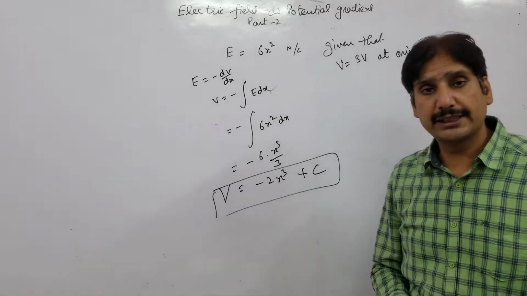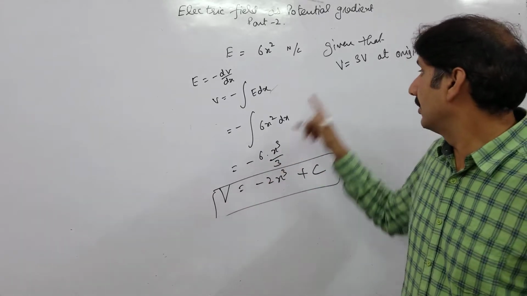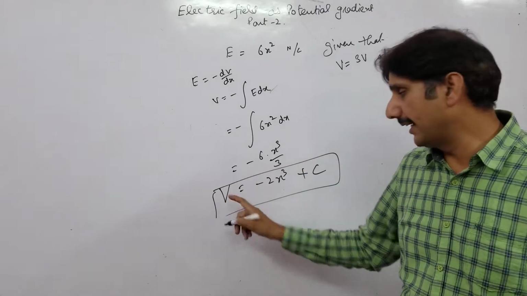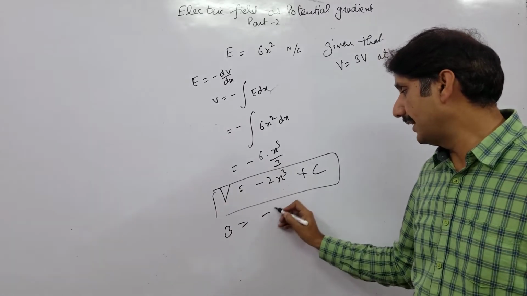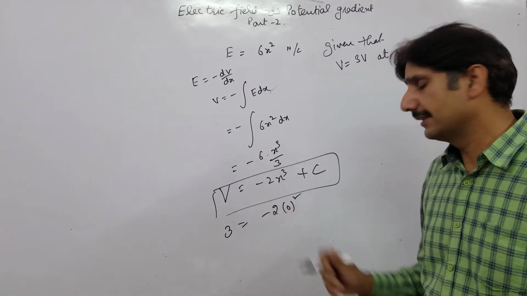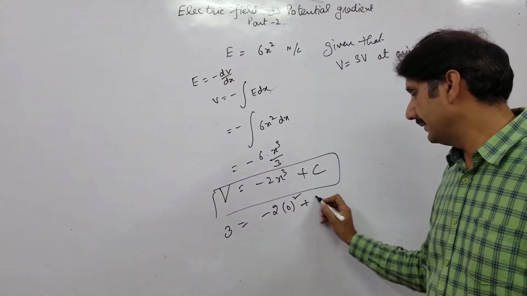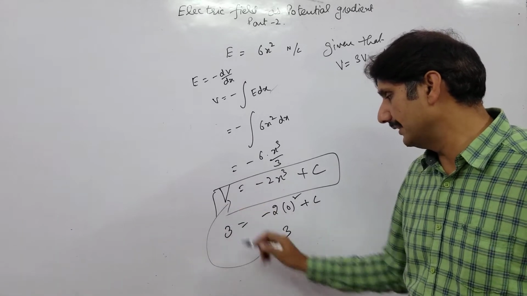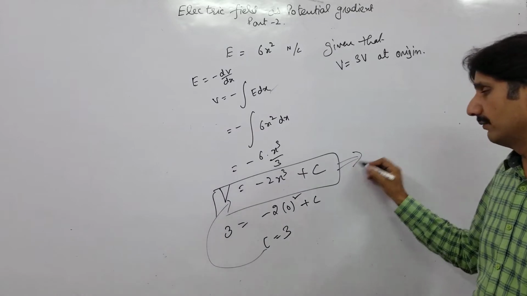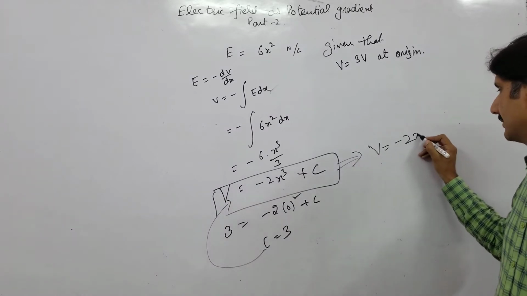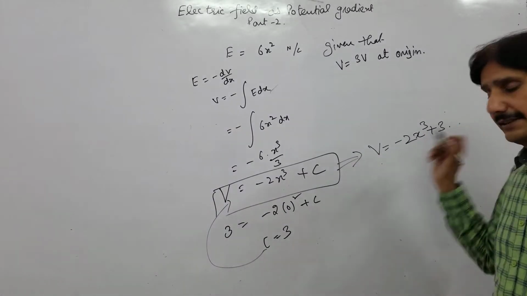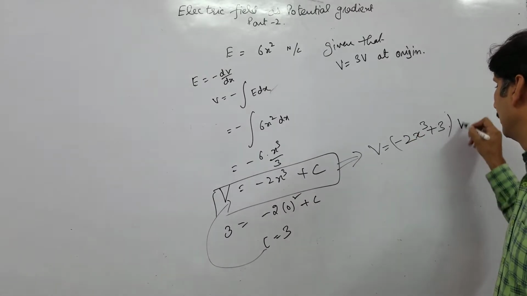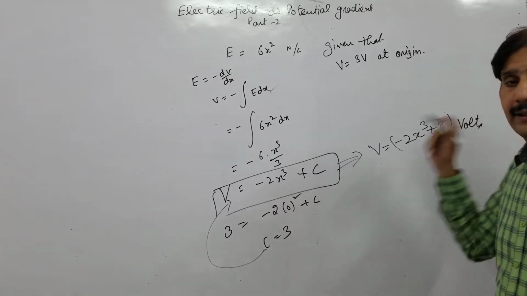Then how would you proceed? You would say, okay, now let's put in the condition. It is given that voltage is 3 volts at origin. So I put x as 0 plus c, so I'll get the value of c as 3. Now put that value of c in the original expression again, and what you get, V is equal to minus 2x cubed plus 3. That is the expression for electric potential.